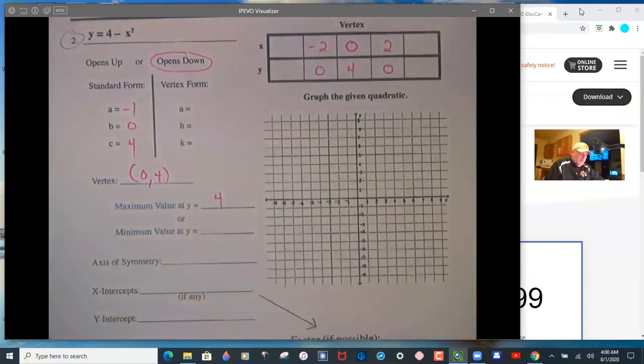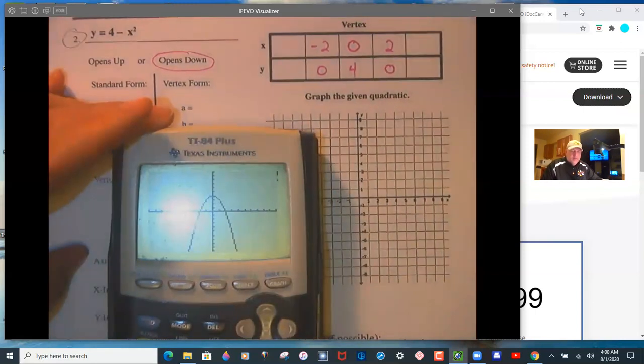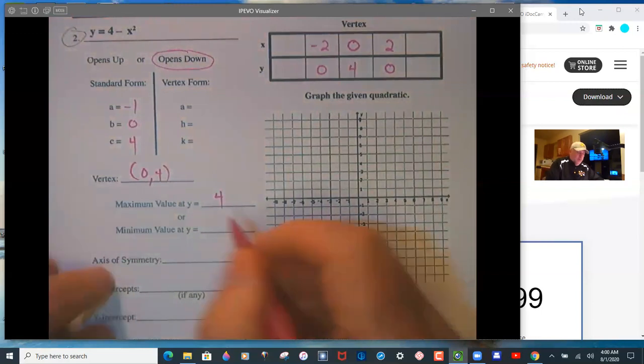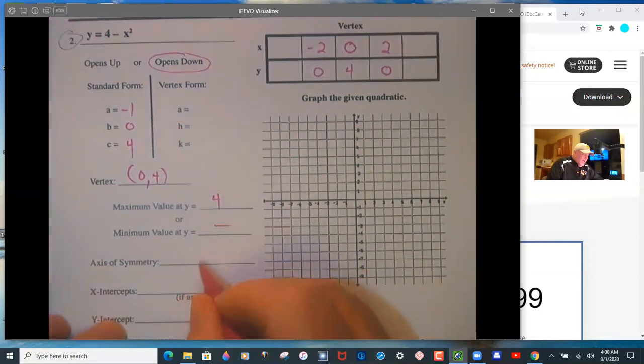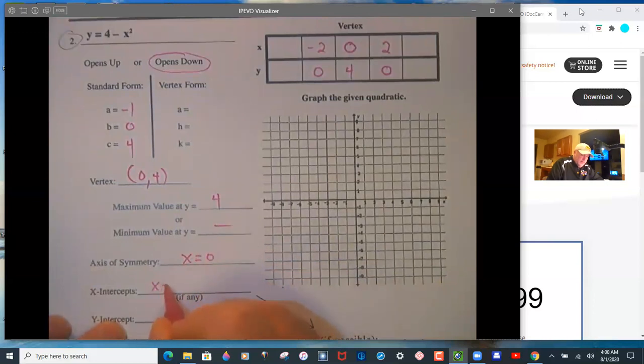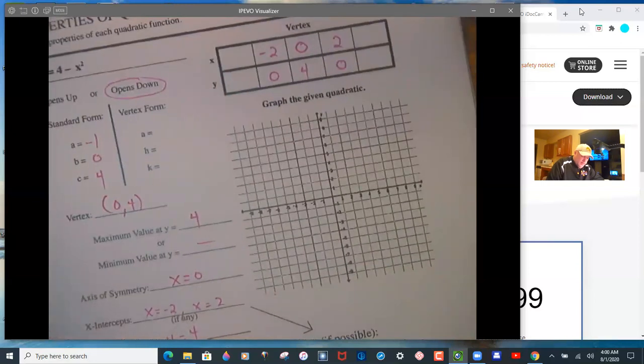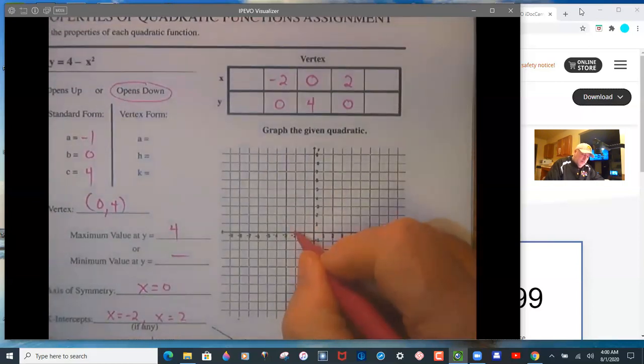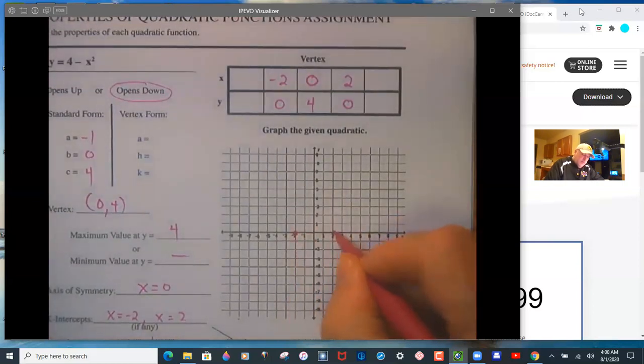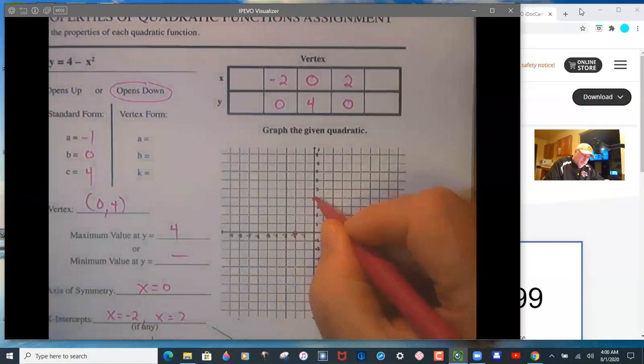This is a maximum value at y equals 4 because this opens down when you look at it. So it's a maximum and the minimum does not apply. Axis of symmetry, x equals 0. X-intercepts at -2 and 2. Y-intercept is at 4. The domain is all reals. Yes, that's always going to be true. And now let's go graph this. 2 and -2 and 0, 4.